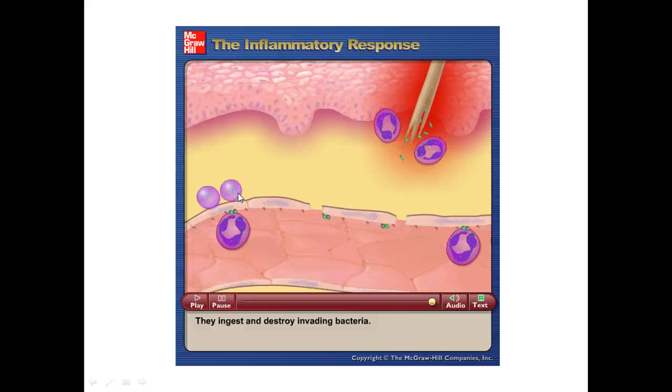And that's the whole main reason for this inflammation, right? This movement of white blood cells to the area to destroy the invaders, to trap them, to keep them from spreading throughout the body. Now, we'll look at specific white blood cells and specific roles as we continue our discussion through immunology.